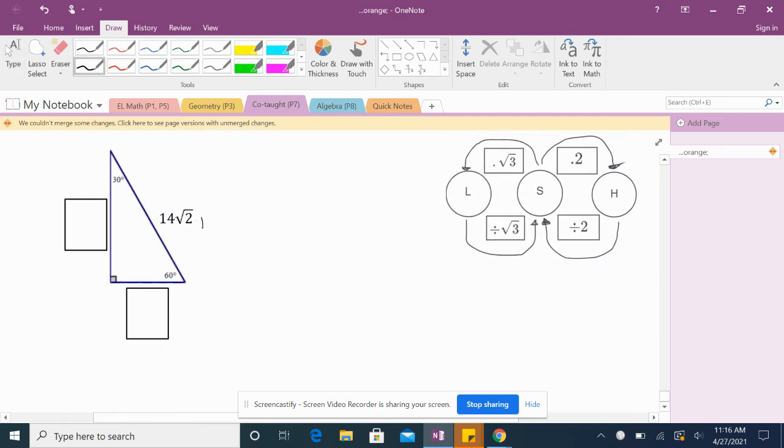And here we have the hypotenuse. If I have the hypotenuse and I need the short leg, I have to divide by 2.